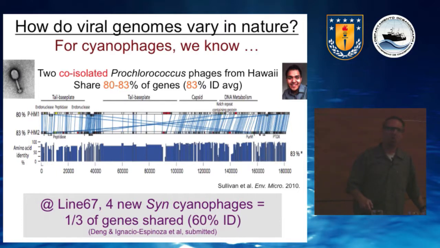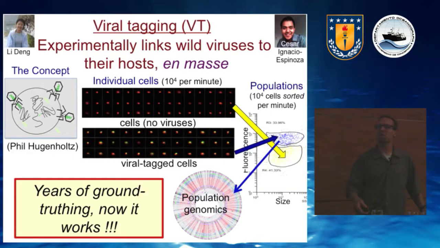Well, then we decided to do the experiment again. 4 new Synechococcus cyanophages, and they only shared 1/3 of their genes, and at much lower identity. Okay, this tells us there's a complexity we don't understand yet. And we're never going to get there with cultures. Isolating hundreds and thousands of viruses and sequencing their genomes is way too much money, and any graduate students would kill me.